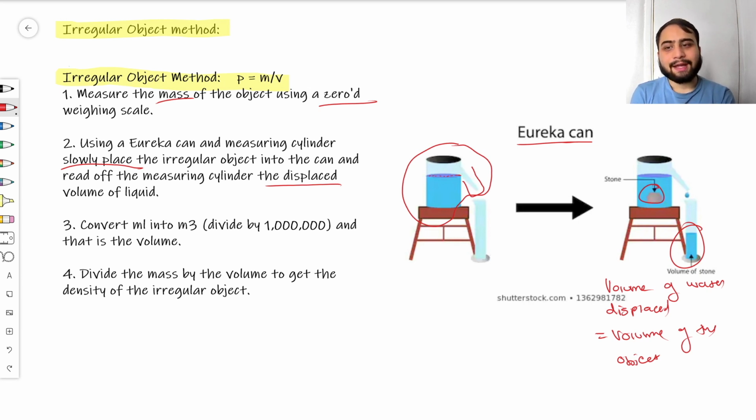Okay, so then number 3, now we convert the milliliters into meters cubed. I've got M3 here, but you should know by now that this is meters cubed, right? So how do we do that? Well, we divide by a million. Why is that? If we remember that volume is, let me just draw a quick cube. Okay, volume is length times width times height.